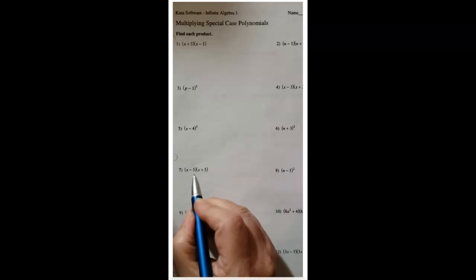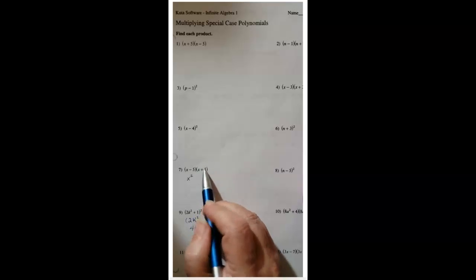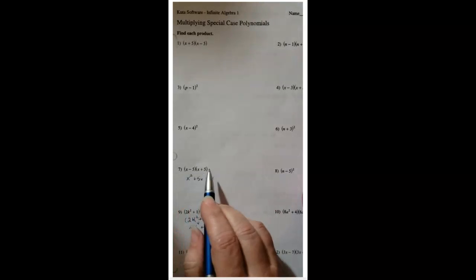The only difference that some of you are going to run across is a question like number 7. Some are still going to do the same thing. I don't treat these like they are different. You'll notice that the title of this worksheet is multiplying special cases, and I don't really know that I consider number 7 that special. First times first gives me x squared. Outside times outside gives me positive 5x. Inside times inside gives me minus 5x. And last times last gives me negative 25.